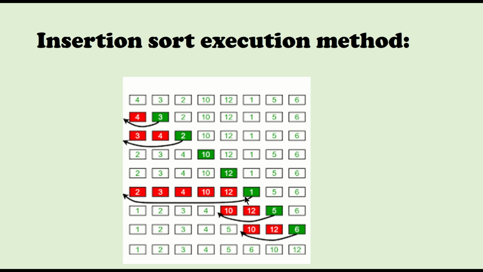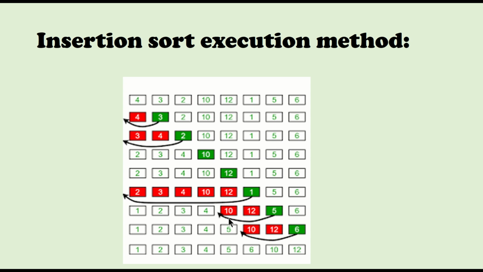I am going to take the next element. What is the next element? The next element is 1. So 1, where is it supposed to be? It's supposed to be in the first position. When comparing it with the previous elements, you will be able to understand where it's supposed to be inserted. So it should be the first element. So I am inserting this into the first position. After insertion of 1, now the list will become 1, 2, 3, 4, 10 and then 12.